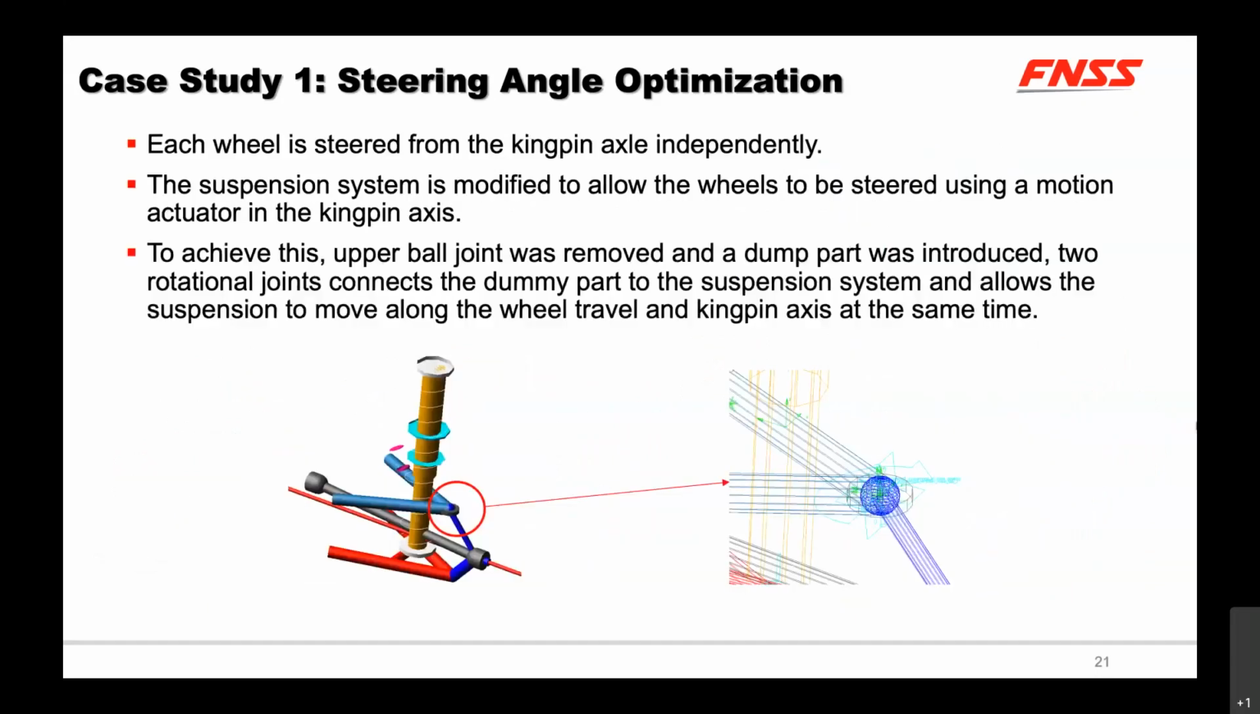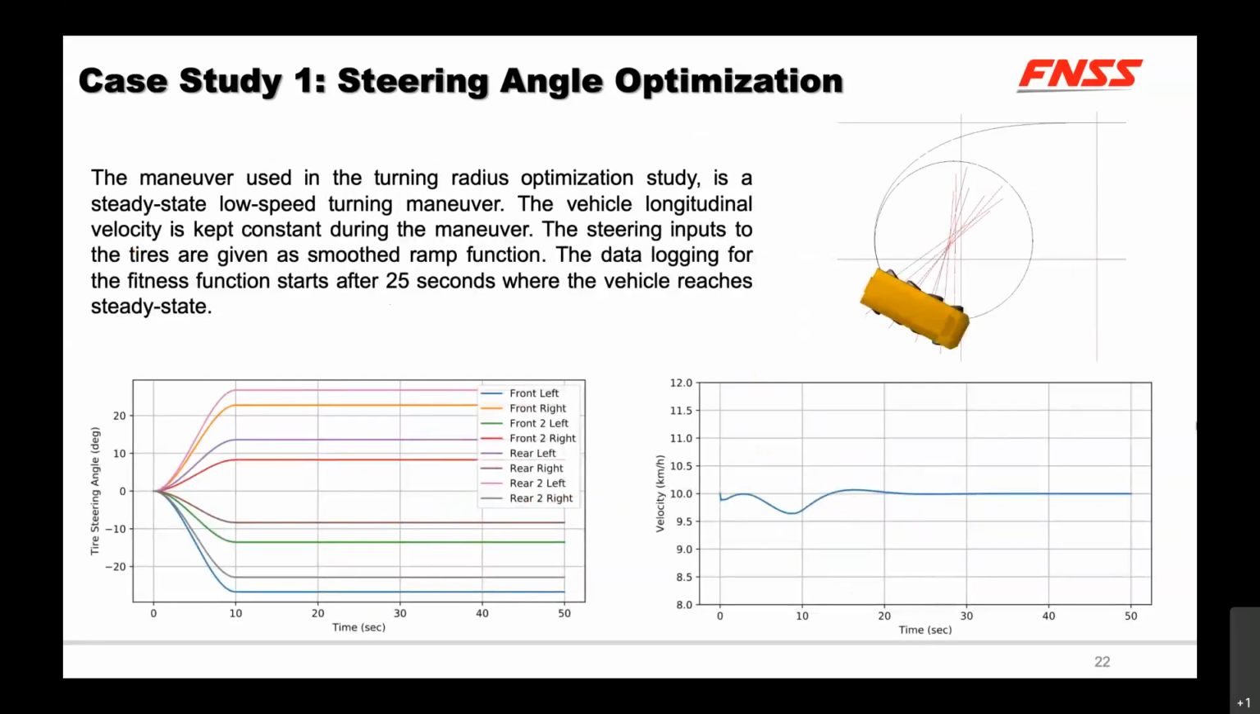To be able to do this, I have modified the suspension system where I removed the upper ball joint and replaced it with two revolute joints and a dummy part. These two revolute joints allow wheel travel and steering the wheel independently, and we actually steer the wheel with a motion that we give to the joint that is located in the kingpin axis. And then we are ready to perform our optimizations.